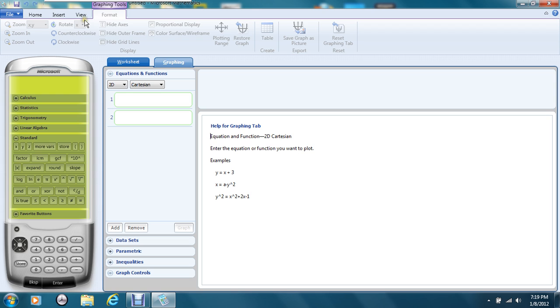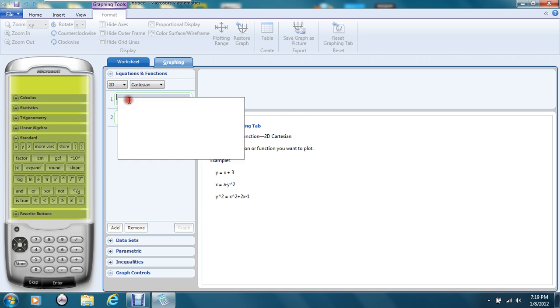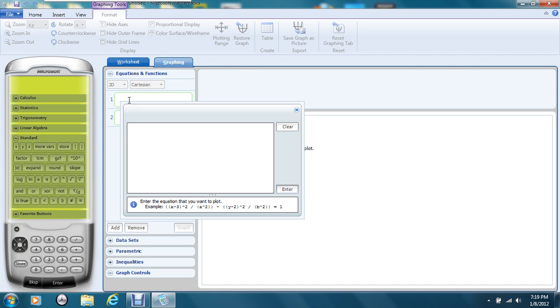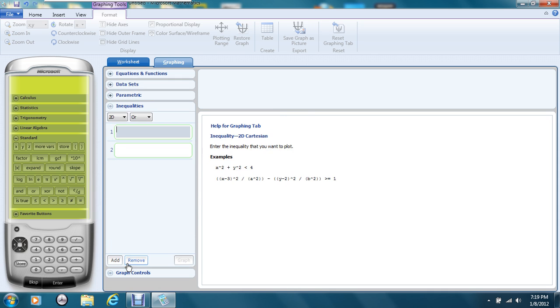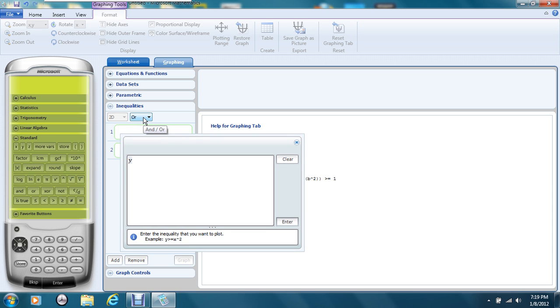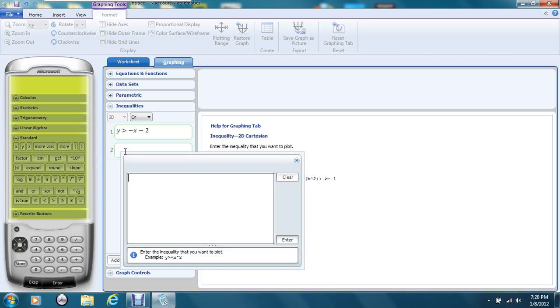To solve this, what I'm going to do is solve two linear inequalities here. Let me clear that for a moment. I have to go down to inequalities first. So the first inequality is going to be y is greater than the opposite of x minus 2. And I'm just going to enter that now. We'll graph it in a moment.